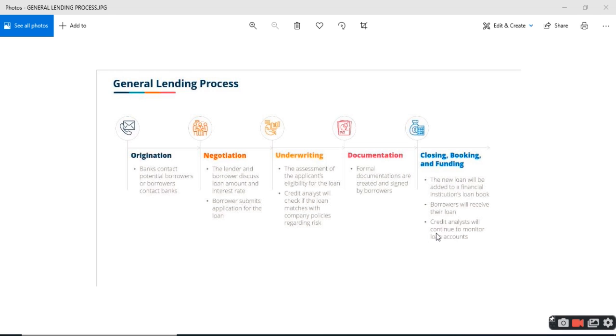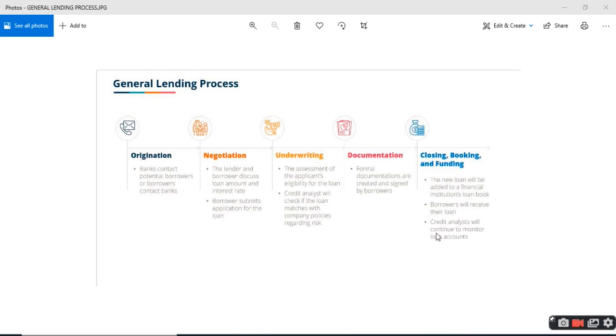Once the origination process is complete, we have the second phase, which is the negotiation. The lender or the financial institution goes into a negotiation process with the borrower. They try to discuss the nature of the loan or the nature of the facility that the borrower is interested in. That is looking at the amount of the loan, the rate of interest, the type of loan that they want to take, and then at this phase the borrower can submit an application for the loan.